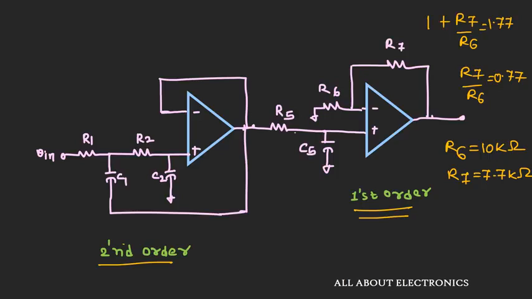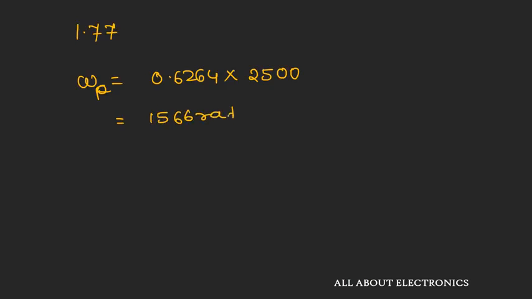Now let us decide the value of R5 and C5. Now for the second section, we know that the cutoff frequency omega p will be equal to 0.6264. And let us multiply this with our desired cutoff frequency, that is 2500 radian per second. And by multiplying, we will get the value as 1566 radian per second. So this will be the cutoff frequency of that second section.